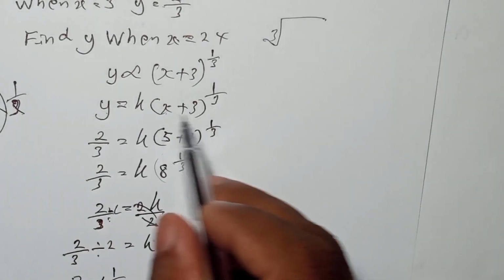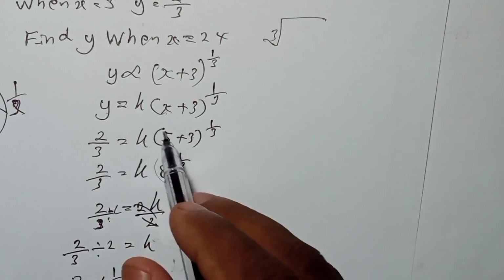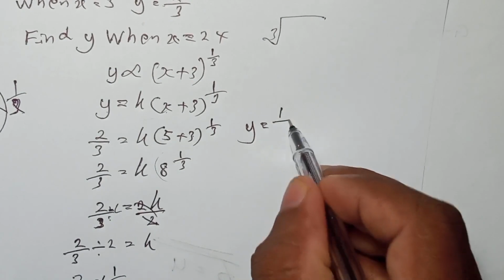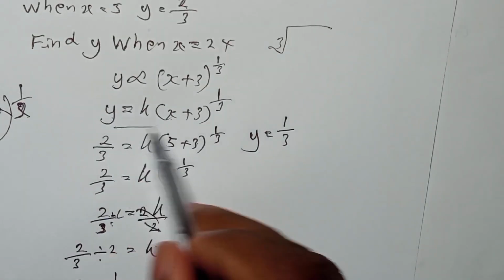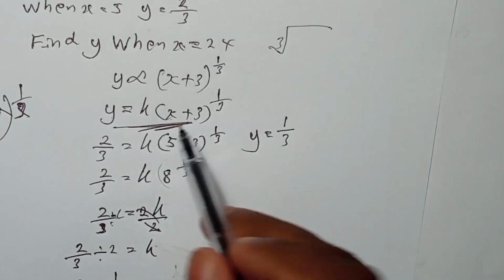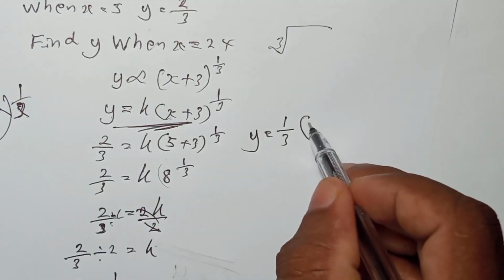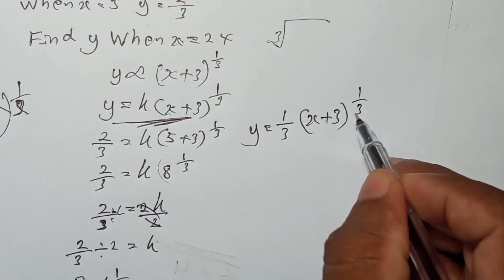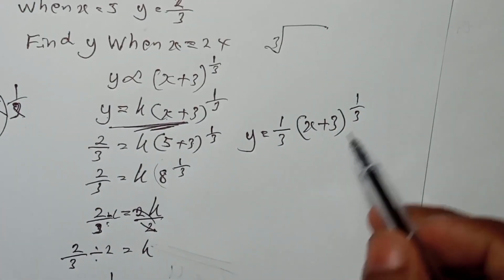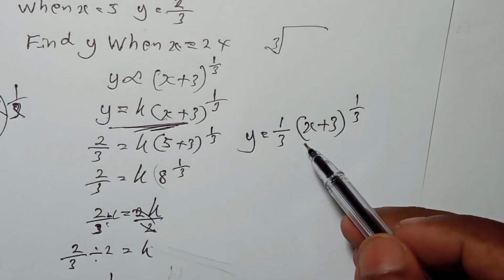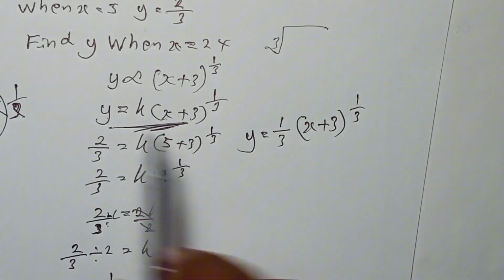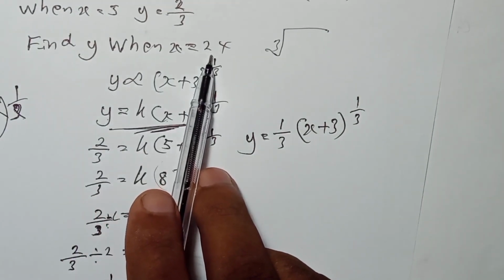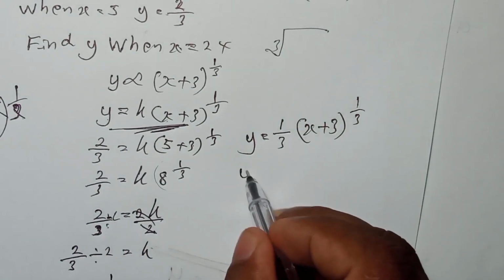Now I can write this equation again with the value of k. So I'll put y equals k, meaning 1 over 3, right? The same equation I need to write now, and here x plus 3, and then to the power 1 over 3. Now we can use this equation to find y, because they ask find y when x equals 24, so we replace x with 24 here. So very simple. Now let's try to do it.